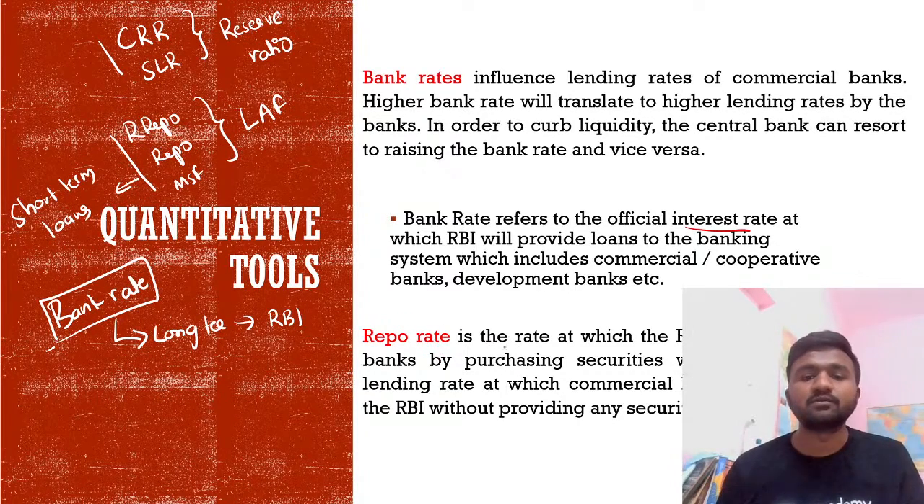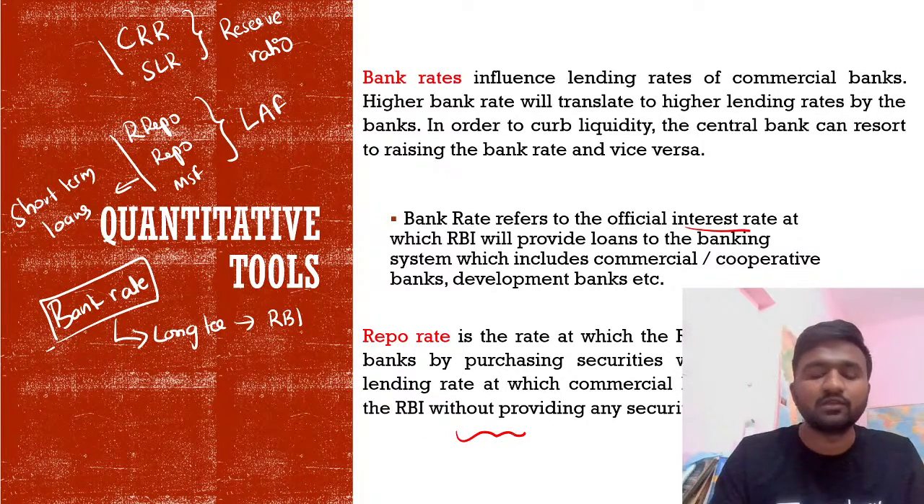Repo rate is the rate at which RBI lends to commercial banks by purchasing securities, while bank rate is the rate at which RBI lends without requiring any security. There is one difference between bank rate and repo rate. See this difference. This is important.